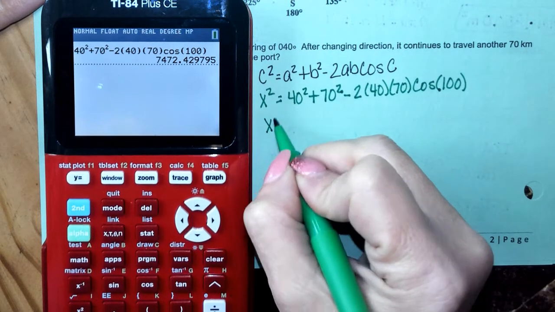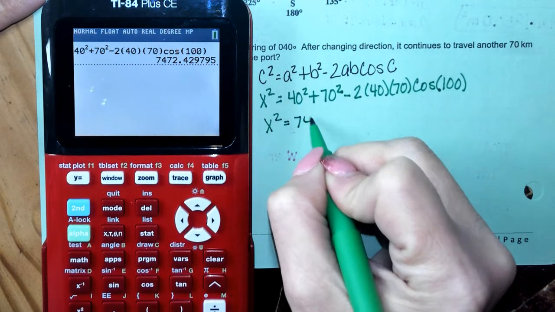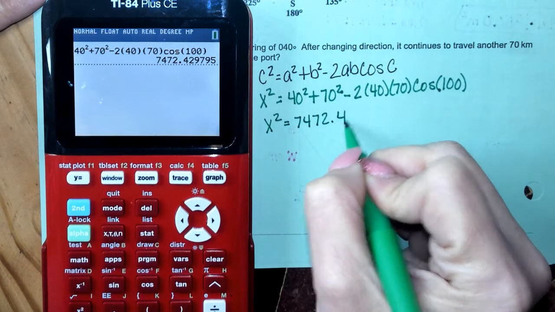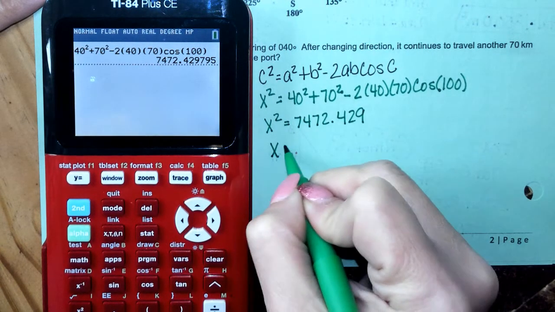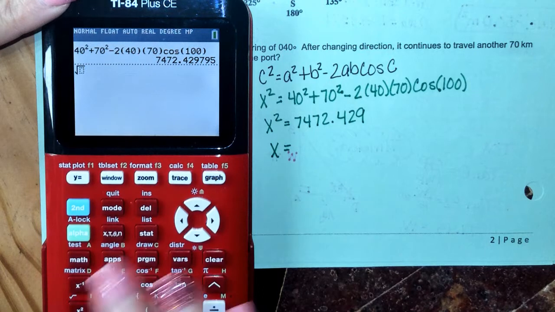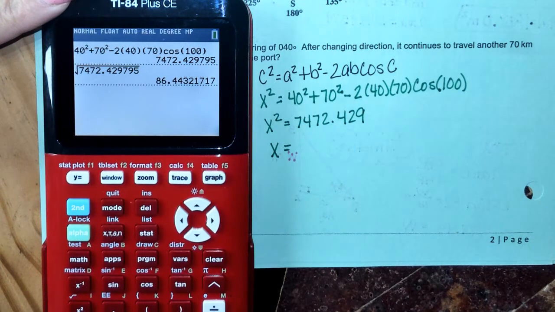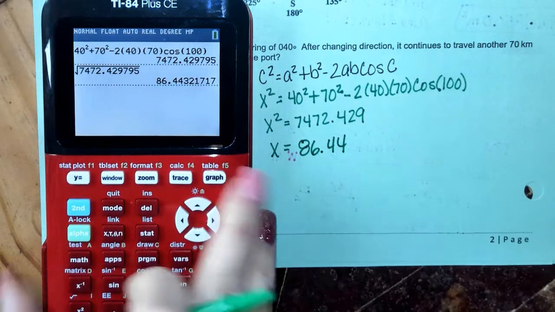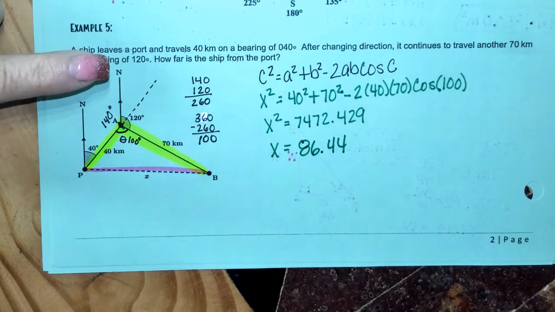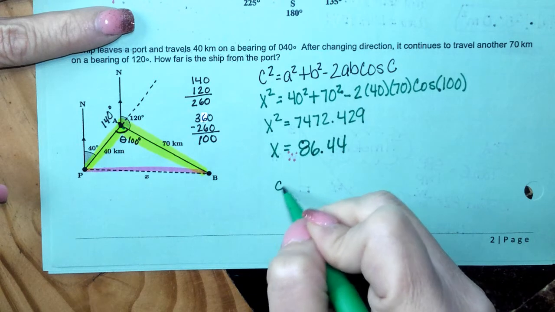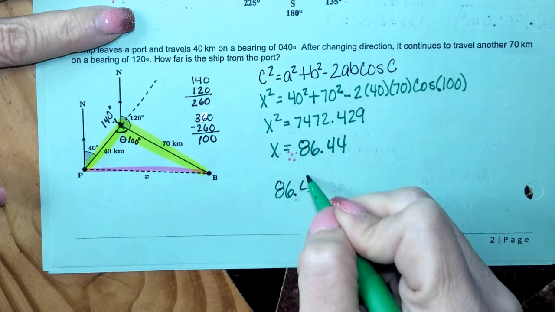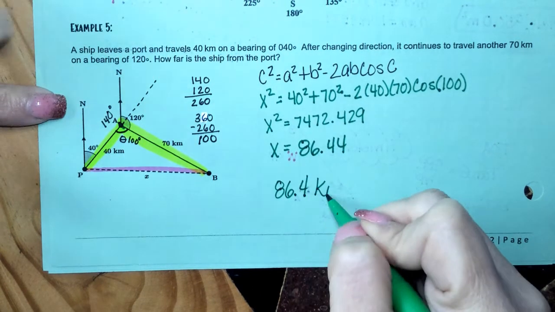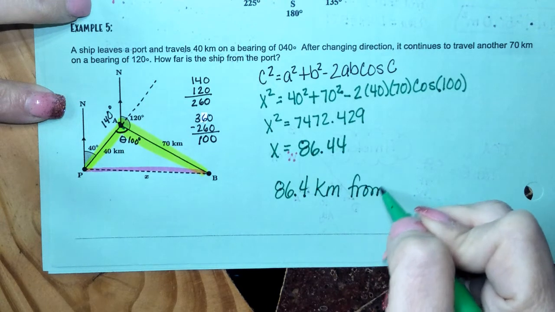So x squared equals 7472.429. So x equals the square root of that big old number, 86.44. How far is the ship from the port? I'm just going to say 86.4 kilometers from the port.